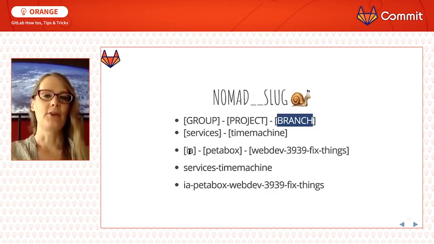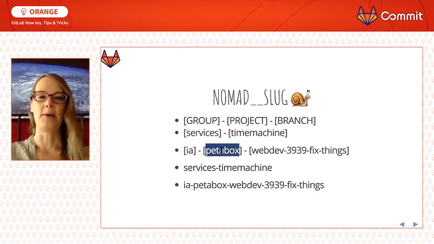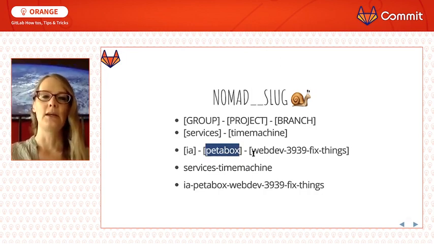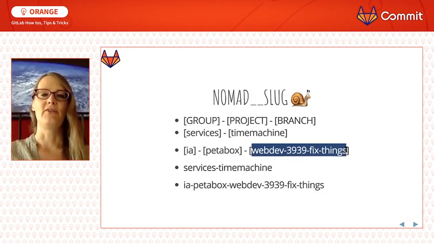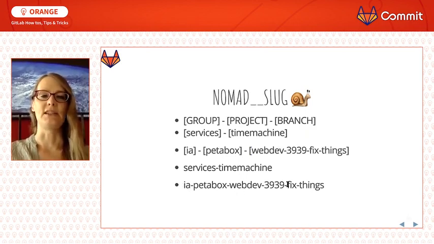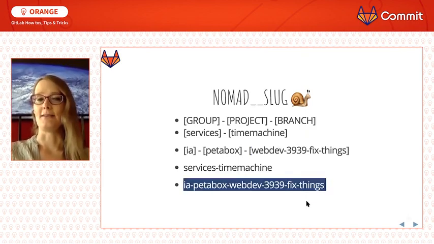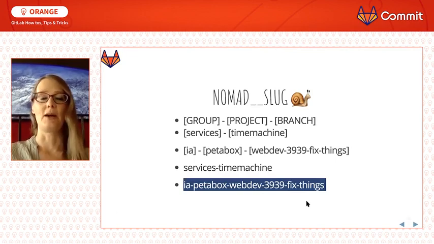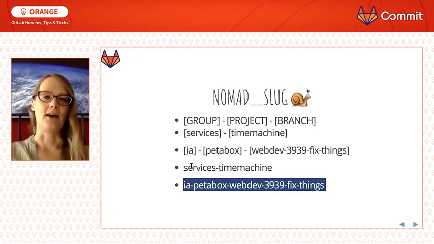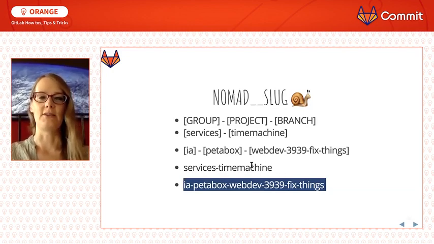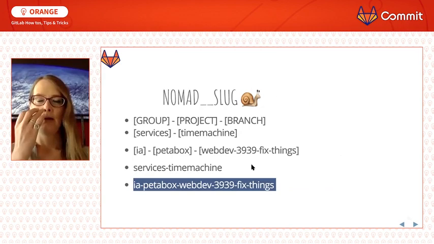So here's a couple examples. If we had the group IA and Petabox, which you do at archive.org as your repo, we might have a branch called web dev fix things. So we'll come down here and we'll see that as the slug, and that's going to get used pretty much everywhere. So keep it real obvious as a one-to-one mapping where things come from. And then here, because I was using a master or main branch, I just omitted it, so services time machine.